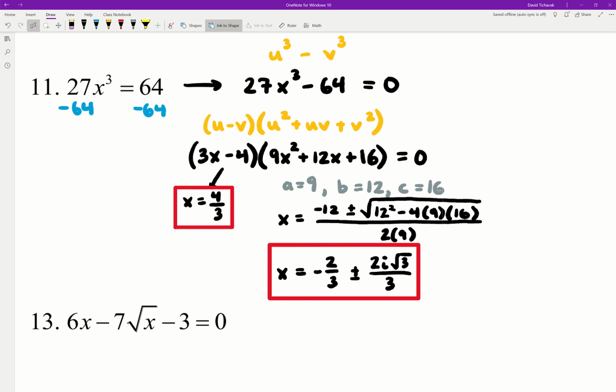Playing the role of u is the monomial 3x. Playing the role of v is going to be 4. And so I'm just applying that formula here, and now I end up with this binomial, 3x minus 4, times this trinomial, 9x squared plus 12x plus 16, is equal to 0. This is where I would want to set both of these each individually equal to 0 and solve. And you'll notice that in order to do that trinomial, you're going to have to use the quadratic formula, in which you're going to end up with that complex result right there.